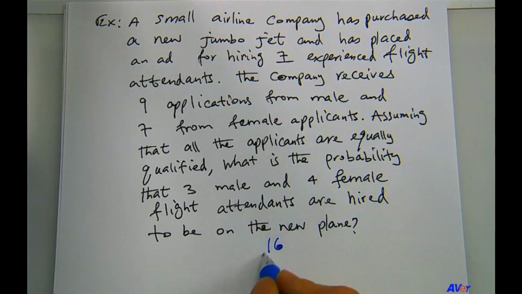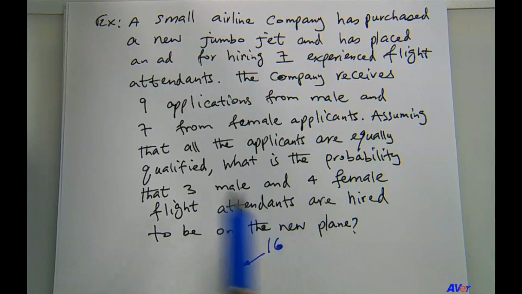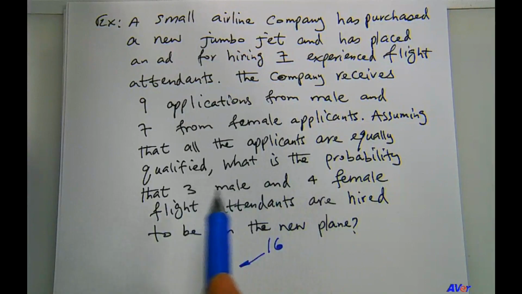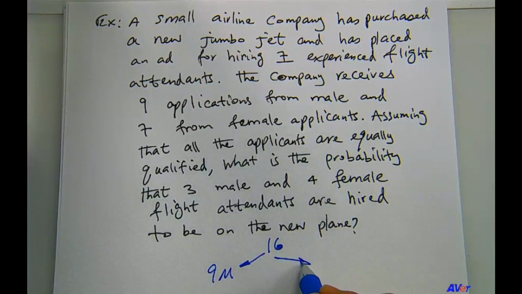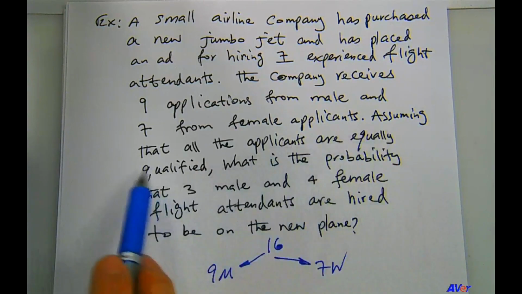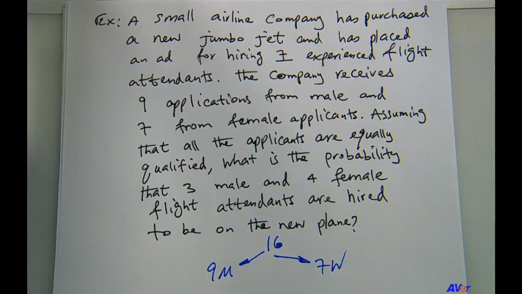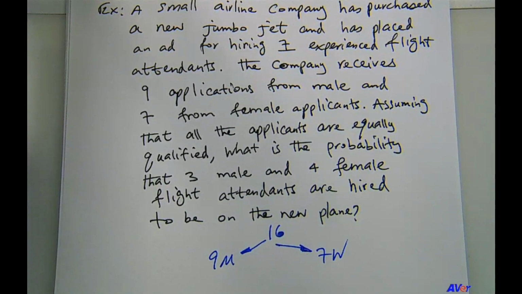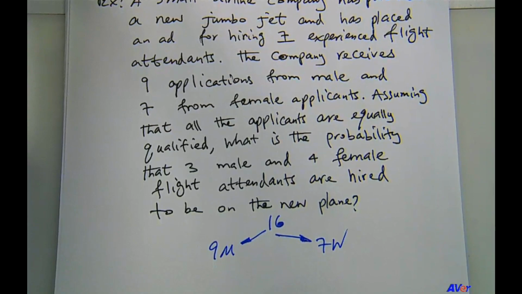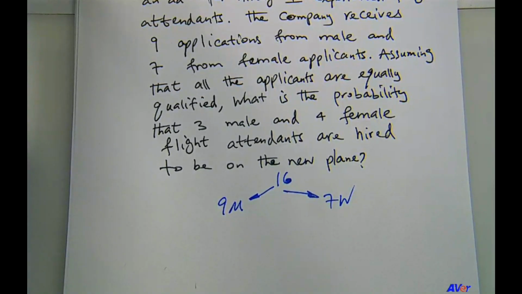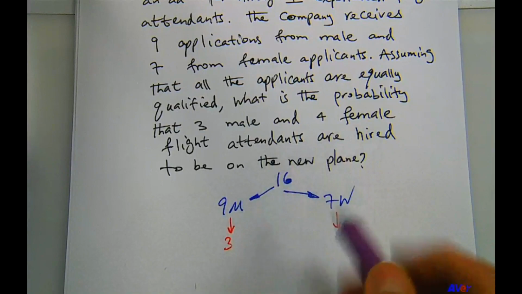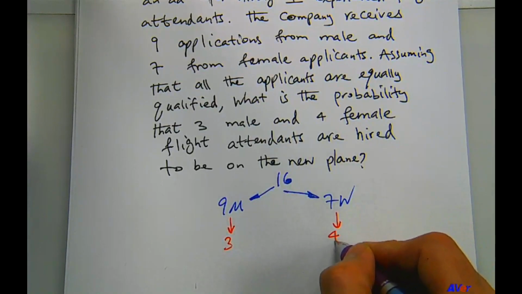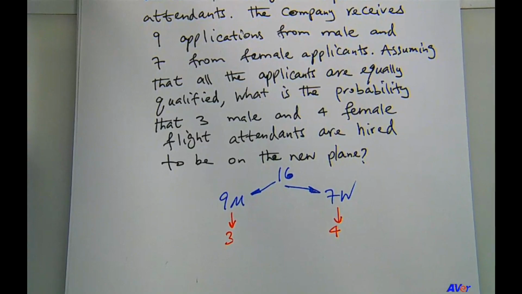And out of these 16, I'm just organizing the information in this word problem like we've discussed earlier during the semester. So from the 16, 9 are male and 7 are females or women, and assuming that all applicants are equally qualified, what is the probability that 3 male, okay, so we need to then show that as well. So from this group of 9 male, 3 are chosen, and from the 7 female, 4 are hired to be on this crew.